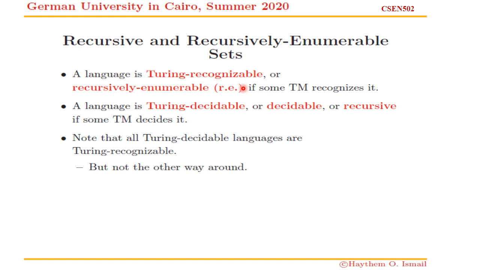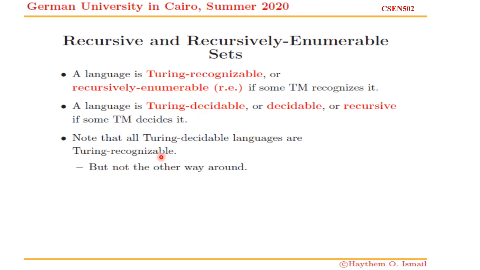Maybe it runs forever on some of them. But a language is Turing decidable or recursive if there's a Turing machine that decides it. Now, what does it mean for a Turing machine to decide a language? It means that it accepts every string in the language and rejects, by entering QReject and halting, every string not in the language. So if we have a language recognized by a Turing machine that never runs forever, then it's also decided by that Turing machine.